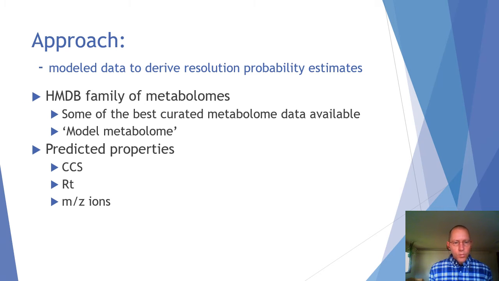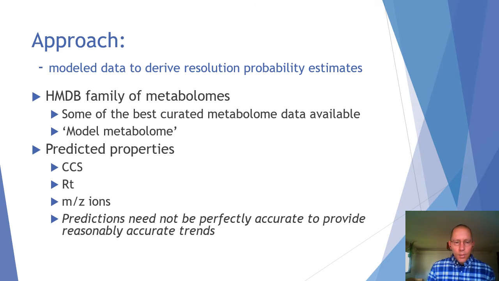Then we will use predictive properties. So we will take all of the compounds from these libraries and predict CCS, retention time, and mass to charge ions, so our features. Now, I want to make a point here. These predictions are inaccurate. They are imperfect. But I also want to point out that they do not need to be perfectly accurate to derive a probabilistic big picture view.